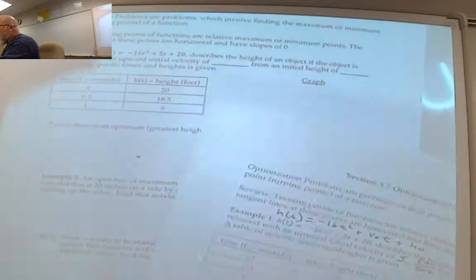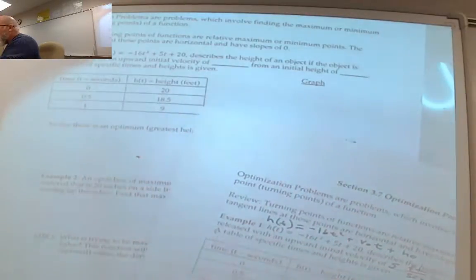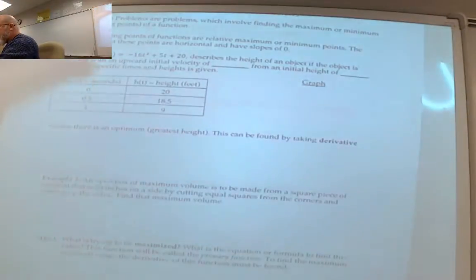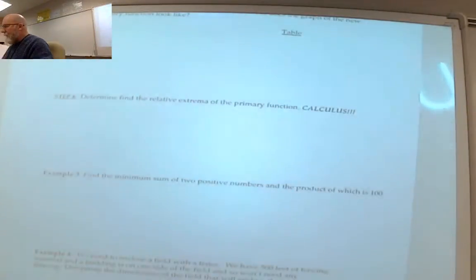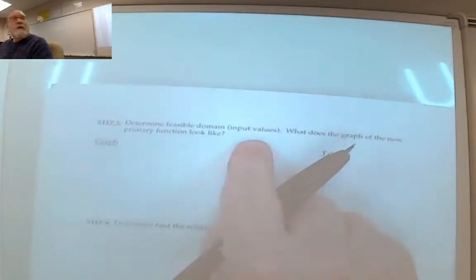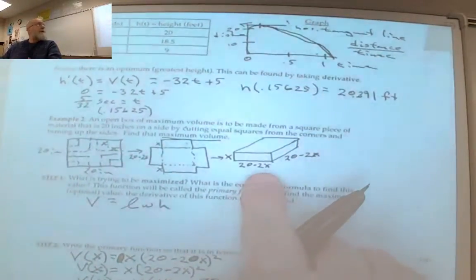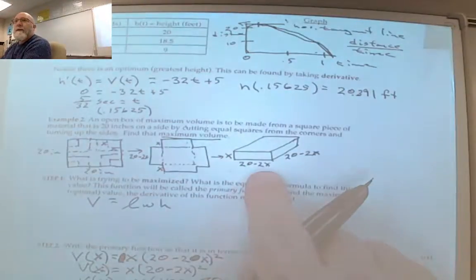And I know the bell's going to ring here shortly, but I want to talk about what's the domain of this shape. Can I put any number that I want in here? Could I put negatives? No.